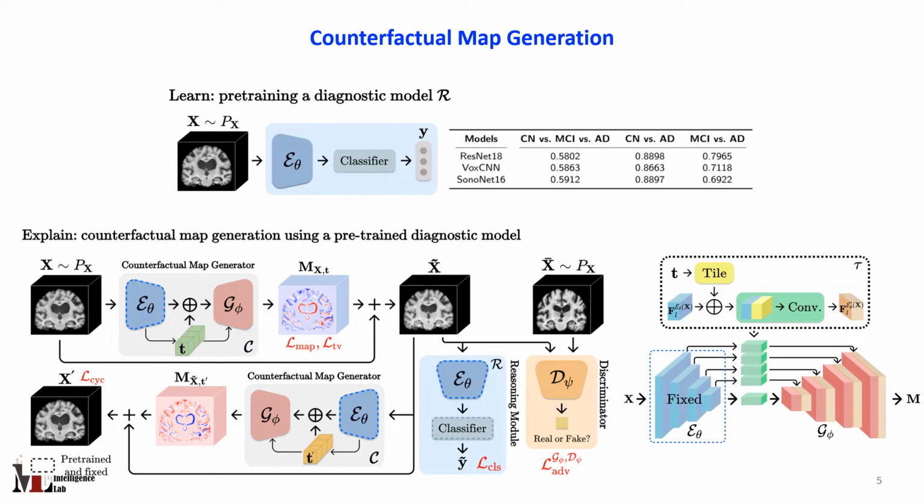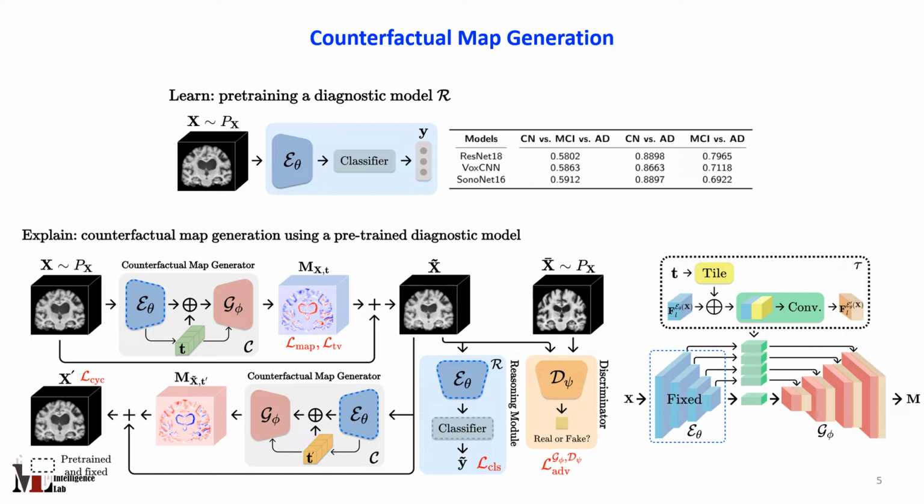As you can see from the figure, first we train a diagnostic model to interpret. The models used here are the CNN-based classifiers VoxCNN and SonoNet, which have shown good performance in the medical domain, or the famously known ResNet. That is, it shows that it is a method applicable to various CNN models.